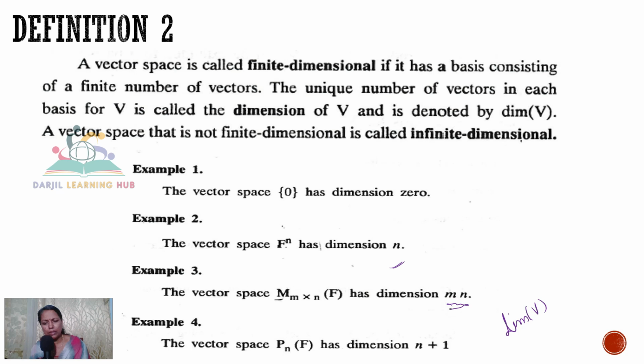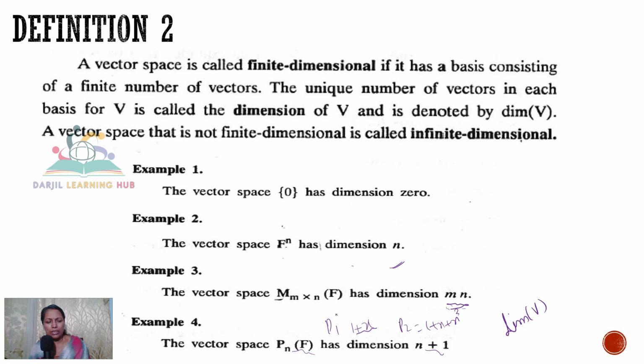This is very important: the product of m into n. And the vector space of the polynomial set has dimension n plus 1, because even in the polynomial set, if it is P1, your expression is 1 plus x. So P1 has two entries, two terms. So P2 is what? 1 plus x square. P2 has 3 entries. So automatically Pn has n plus 1 entries. Therefore, the dimension of the polynomial set is n plus 1.